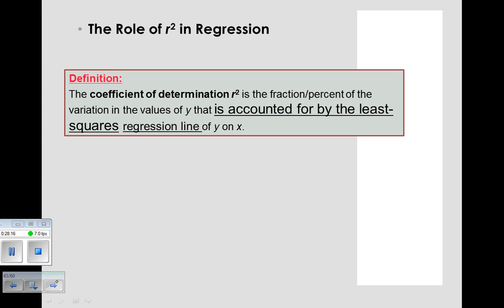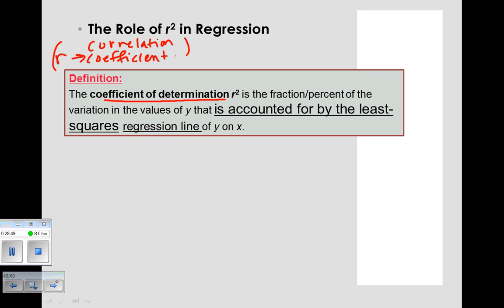R squared. R squared is your coefficient of determination. So remember, just a little recap, R is the correlation coefficient, and R squared is the coefficient of determination. So you kind of want to know this word for word. It will help you out if you just kind of state it in context of the problem exactly like this.